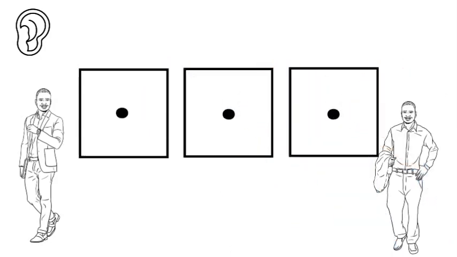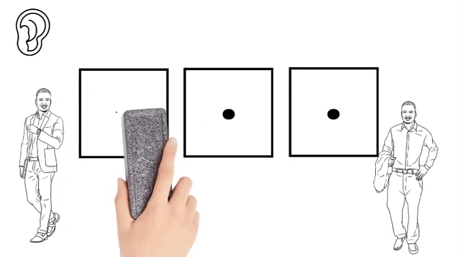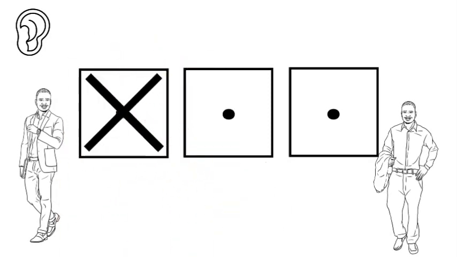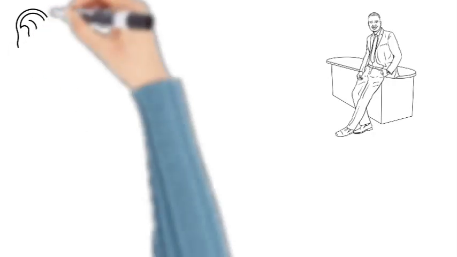Now cross out the m. Where was the m? There it was. Cross it out, and what's left? A, n. Cross out the m. An.